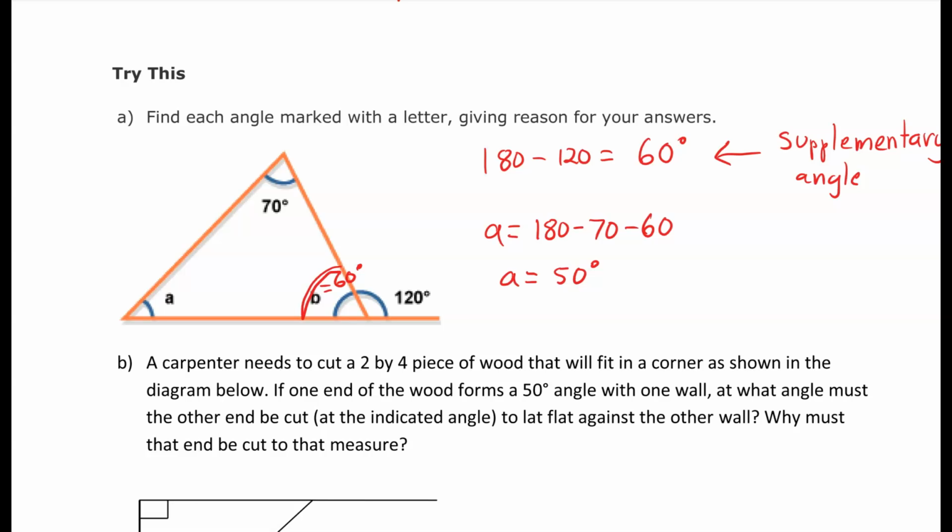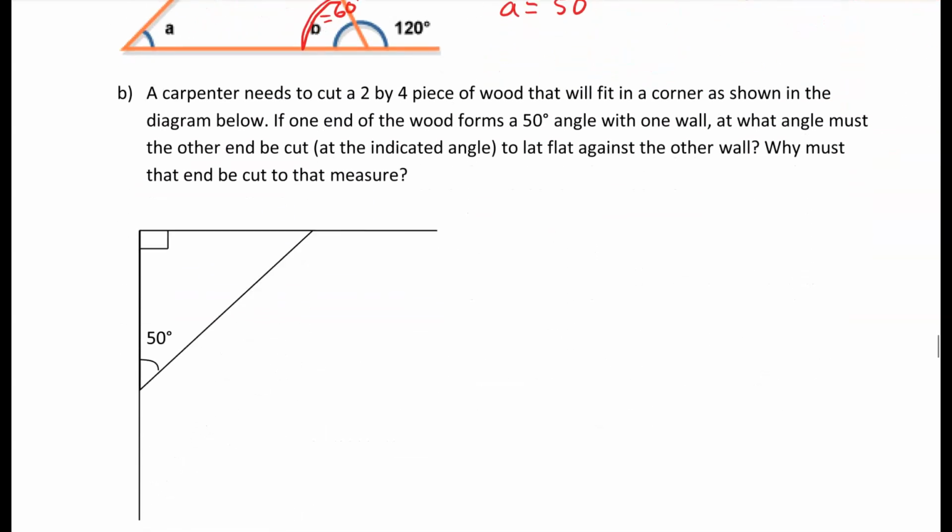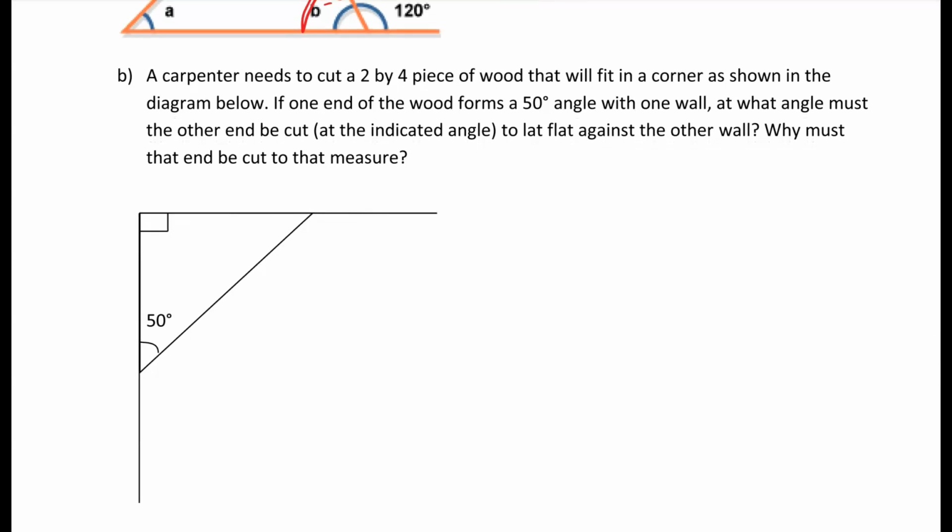Below it says, a carpenter needs to cut a 2x4 piece of wood that will fit into the corner as shown. So we're looking for a 2x4 to fit into the corner right here. If one end of the wood forms 50 degrees, so we have from here to here, which is a 50-degree angle with one wall, at what angle must the other end be cut?